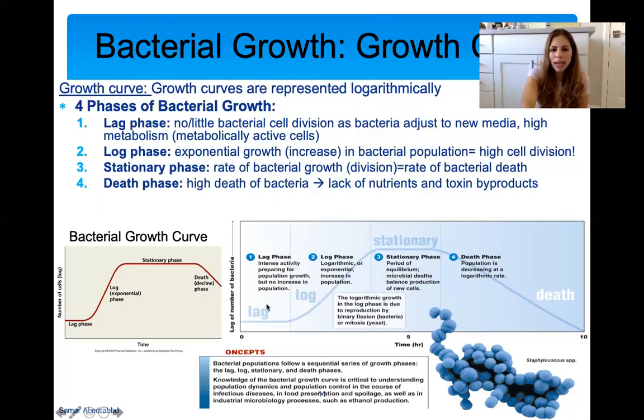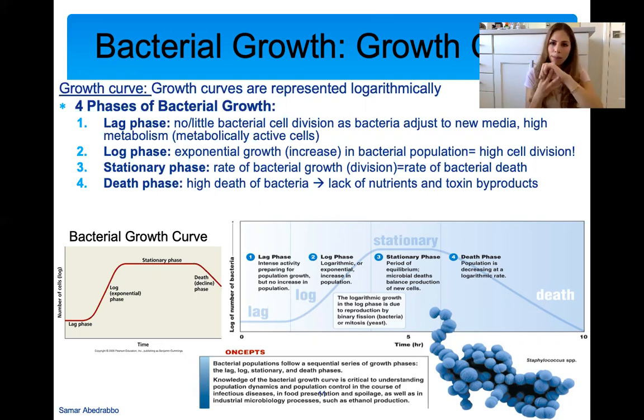So we see high metabolism. The next phase in our growth curve is the log phase of bacteria. So this is where bacteria are exponentially dividing. So we see high cell division, and then stationary phase where we see that the rate of bacterial growth equals the rate of bacterial death. And then finally, the death phase where we see bacteria start to die because there's not enough nutrients and there are a lot of toxin byproducts being formed as byproducts of metabolism. So these are the 4 phases of bacterial growth: lag phase, log phase, stationary phase, and death phase.